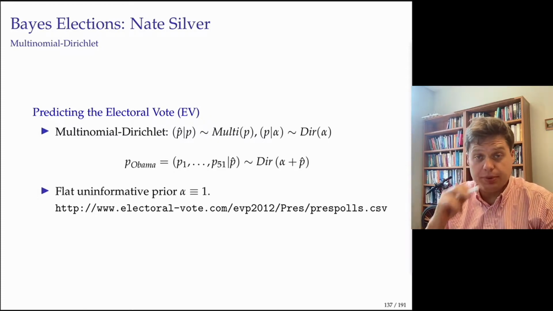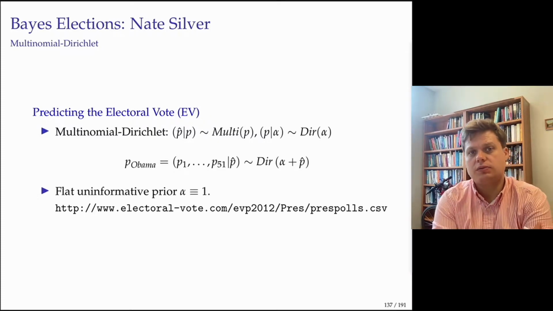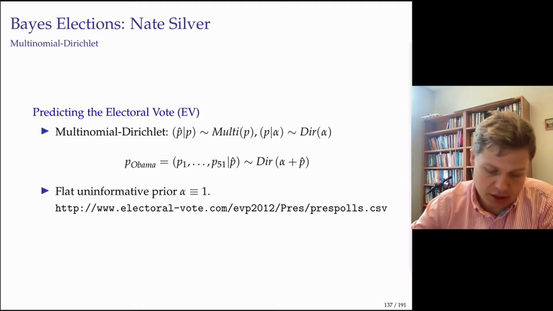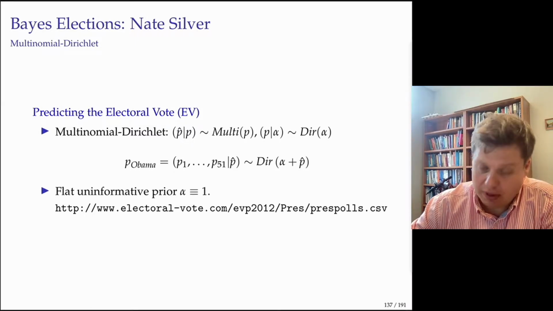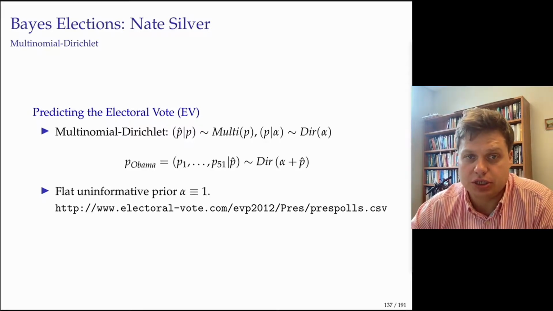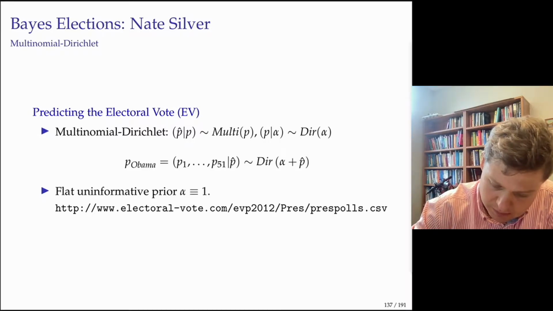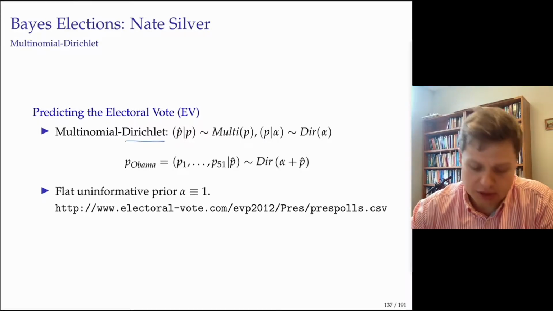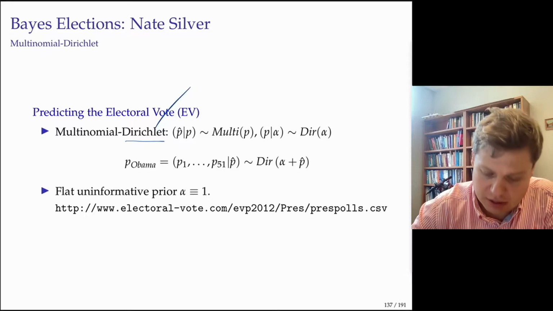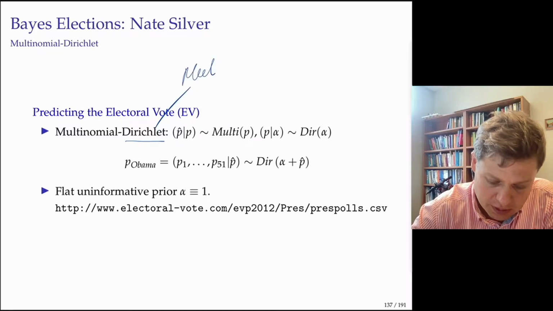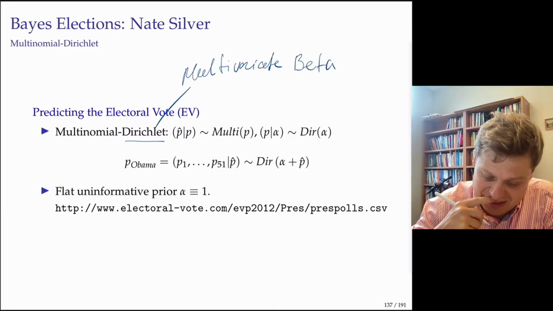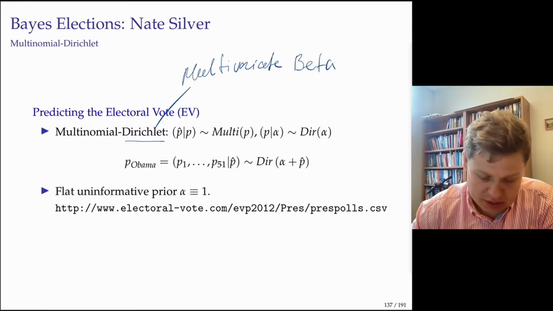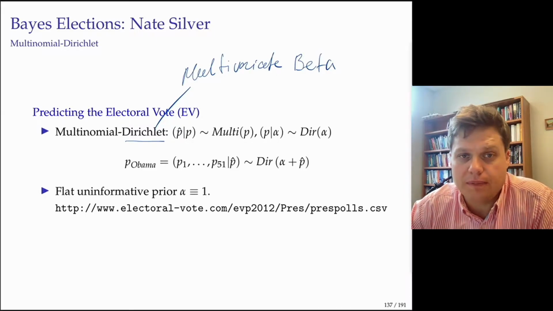And one more example on hierarchical models. We're going to look at this multinomial Dirichlet example. So multinomial is a generalization of binomial, and Dirichlet is a generalization of beta. So Dirichlet is essentially a multivariate beta distribution. Multivariate beta. Okay. And the Dirichlet will be used as a prior. Multinomial is going to be used as a likelihood.